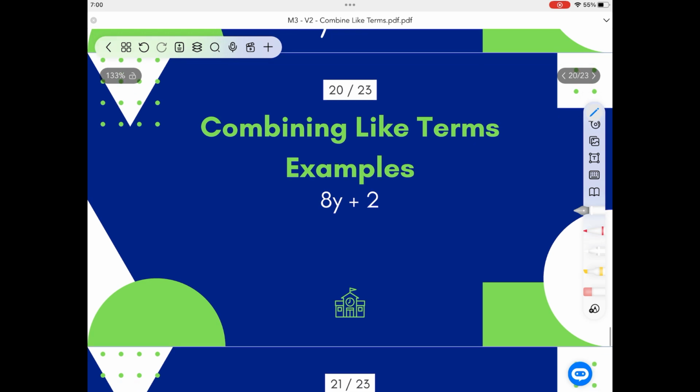Last couple. 8y plus 2. Is there anything we can combine here? Hopefully you look at this and you think to yourself, these don't seem to be like terms, because this one has a y and this one is just a constant, right? So because of that, all we can do is leave this one exactly like it is. 8y plus 2.